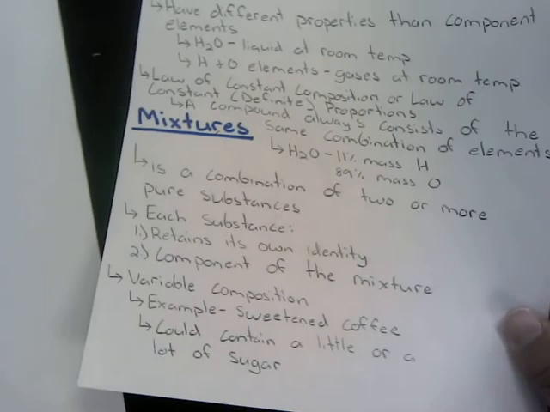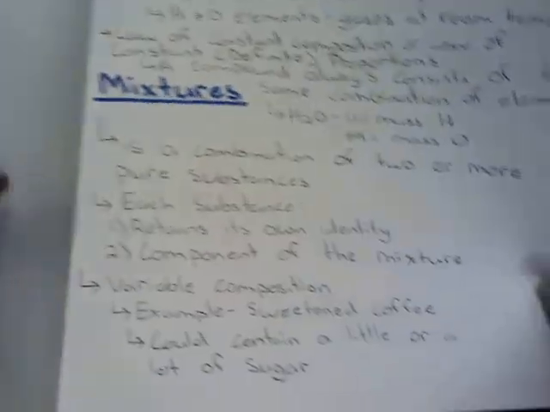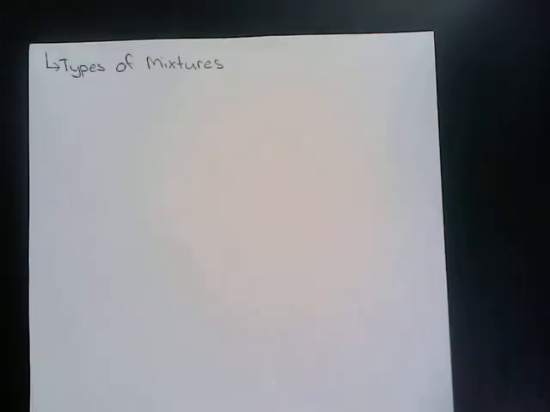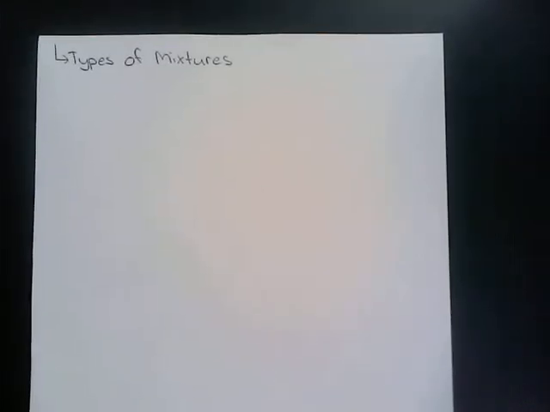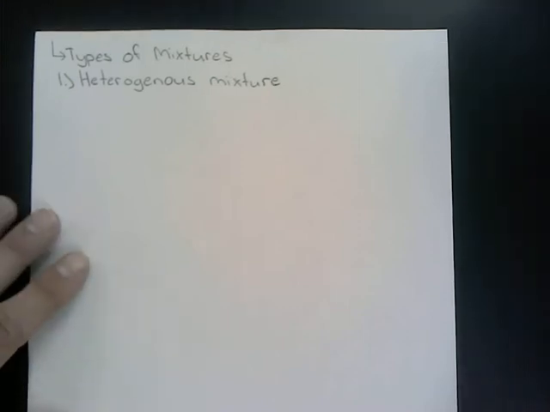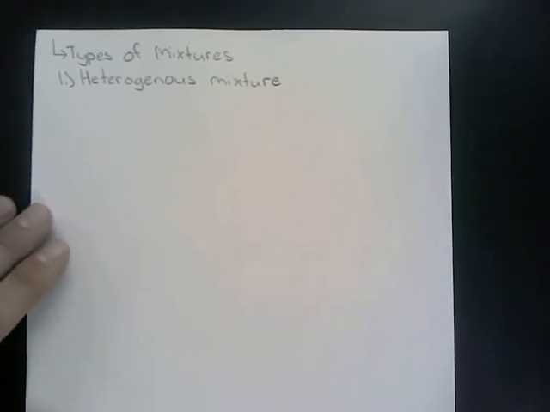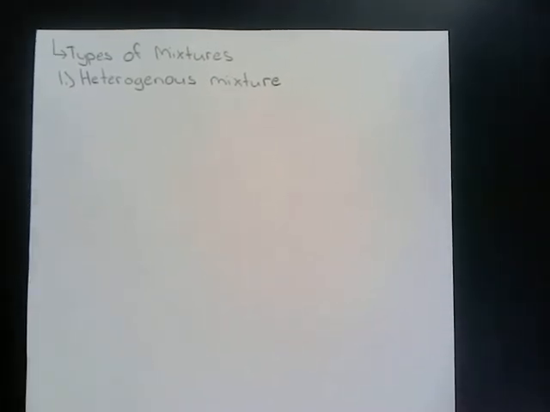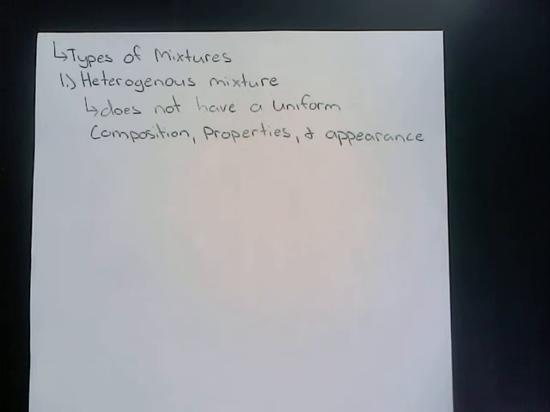So with a mixture, there's a little bit more to talk about, and that is the different types of mixtures. The first type of mixture is a heterogeneous mixture. A heterogeneous mixture does not have a uniform composition, properties, and appearance. A great example of a heterogeneous mixture is sand.